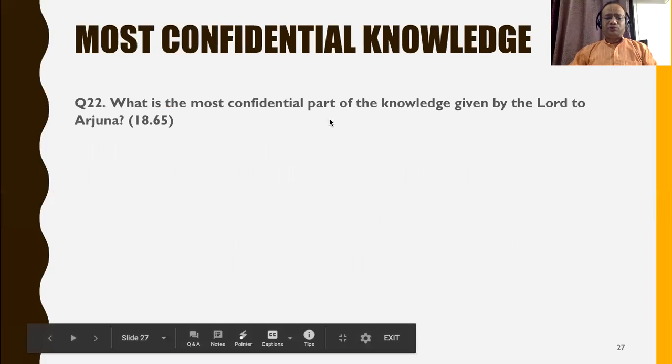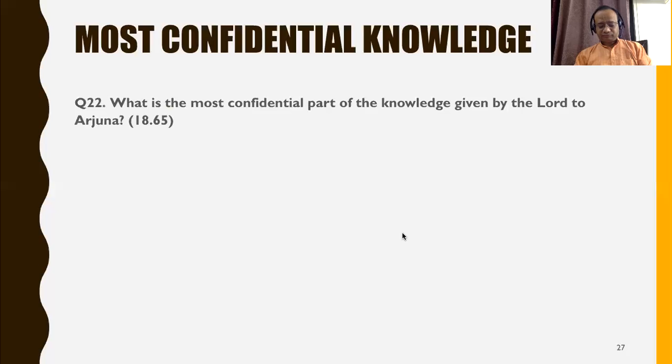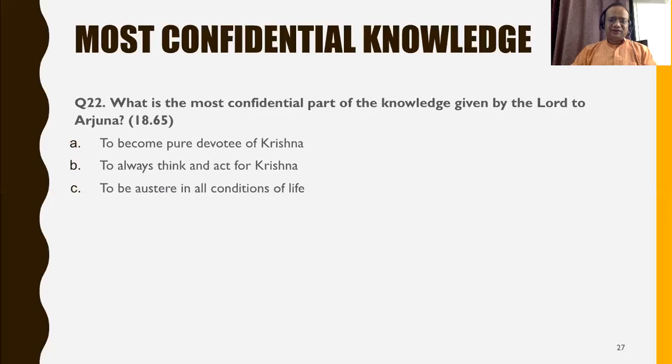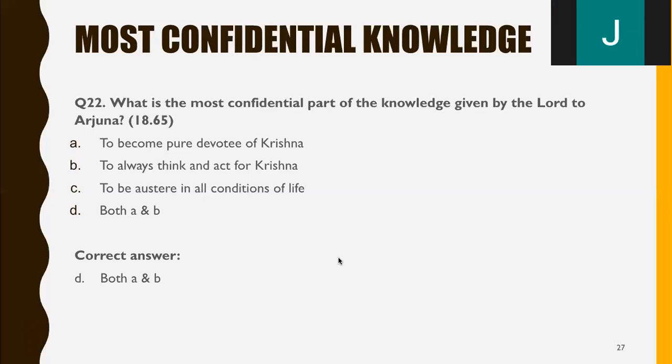Okay. What is the most confidential part of the knowledge given by the Lord to Arjuna? 65. So this is Manmana Bhava Mad Bhakto Madhyaji Mam Namaskuru Mamevaishyasi Satyam Te Pratijane Priyosi Me. This 65th verse comes when the Lord says, Sarva Guhyatamam Bhuyah Shrunu Me Paramam Vachah. Now here is my topmost, most confidential instruction. And what is that? Become my devotee. Listen to me. Do what I say. Follow me always. So the correct answer here is both A and B.